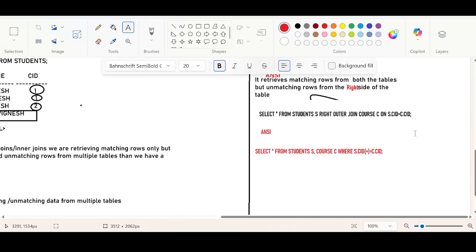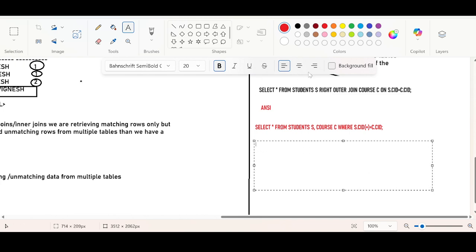Okay. Next one we have the full outer join. Full outer join is going to retrieve the matching and unmatching records of both the tables. Full outer join is going to retrieve the matching and unmatching rows or records from both the tables. Same example we can take.